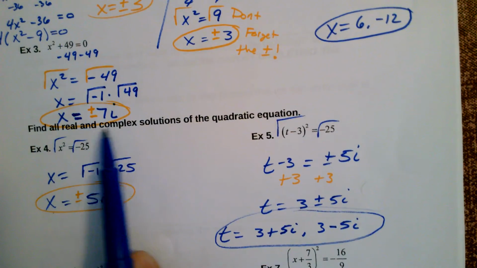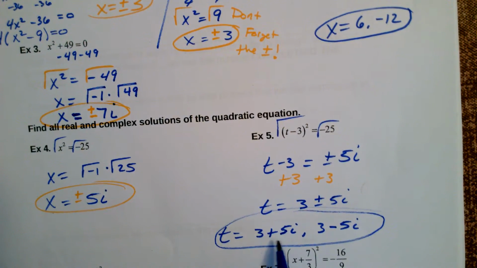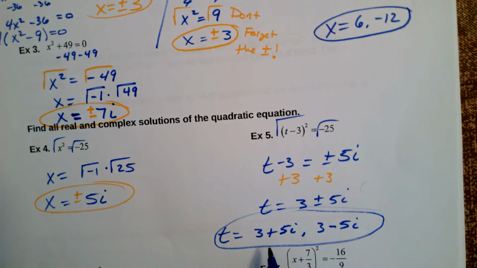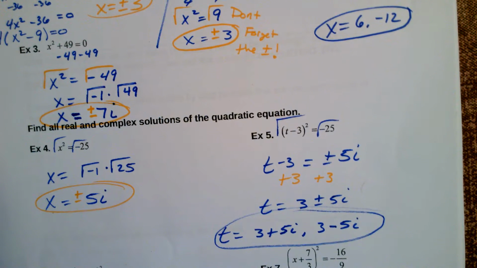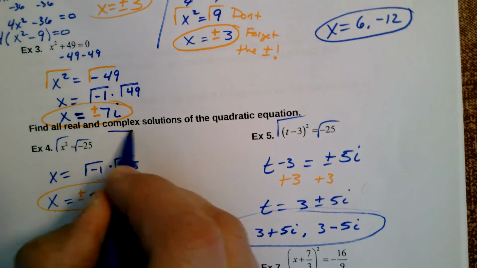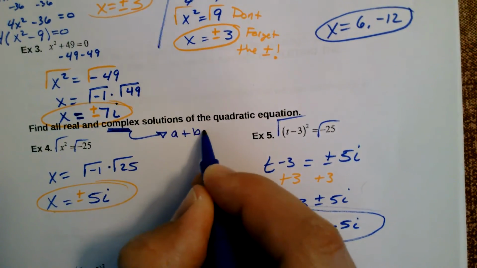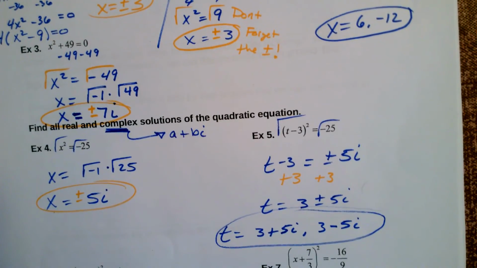And that's that complex number that's in our directions. It says find all real and complex solutions. Remember, this is a complex number where there's a real part and an imaginary part. So we got two answers. We have 3 plus 5i and 3 minus 5i. Remember, have 3 first and then the i term second. So don't write this as 5i plus 3. For a proper complex number, they want a plus bi.